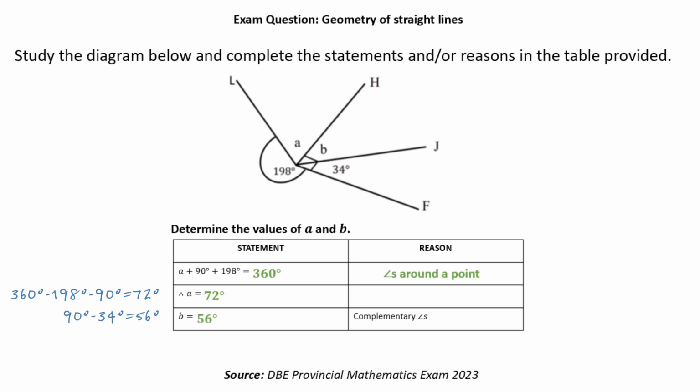What about B? B sits next to 34 degrees to make a right angle at that corner. Now, right angles are 90 degrees. So these two are complementary. So B plus 34 degrees is equal to 90 degrees. Now, if we want to solve for B, we have to subtract 34 degrees from 90 degrees, and that is equal to 56 degrees.